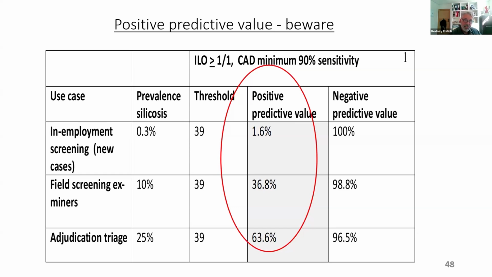Here, the positive predictive value reaches 63%. Now, that's much more useful. The negative predictive value is the same. Exclusion means the silicosis is not there. Here, it means that, in fact, as high as two-thirds of the cases identified by the CAD will in fact have silicosis, and that's quite useful. So this is part of the journey that the user has to do. Next slide, please.